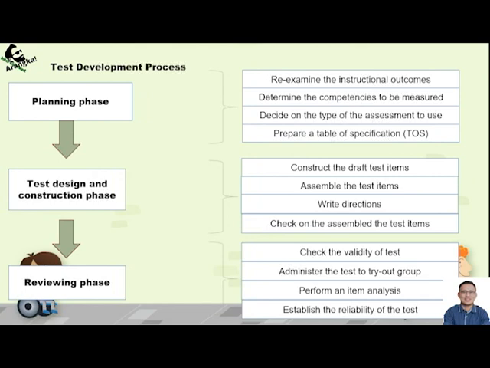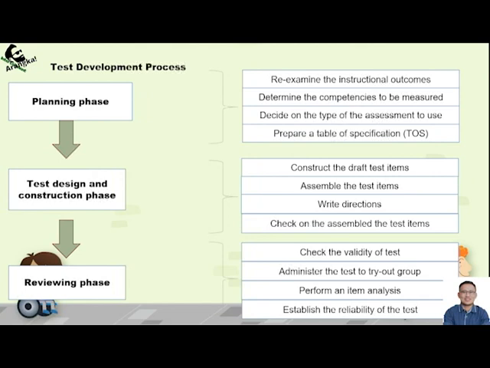Under the planning phase, we have re-examining the instructional outcomes, determining the competencies to be measured, deciding on the type of assessment to use, and preparing a table of specification. These four processes or activities under the planning phase are not yet part of the actual construction of the examination instrument. However, these are very important and essential, especially in the construction of the TOS. We will be discussing TOS later in our discussion.